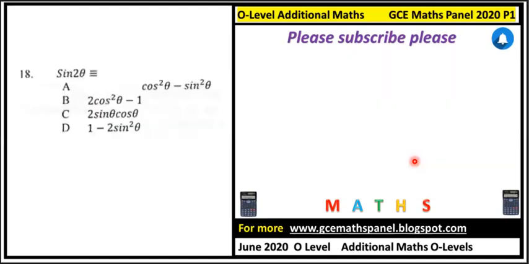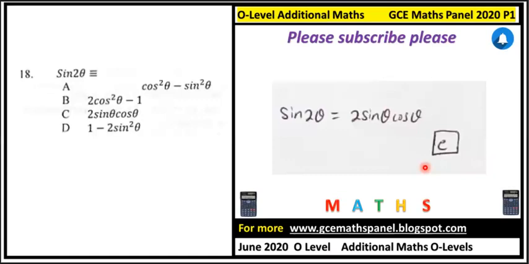18. Sine 2x is identical to, you can use sine of theta plus theta, and when you expand, you have 2 sine theta cos theta, and that is what we have. The key here is C.